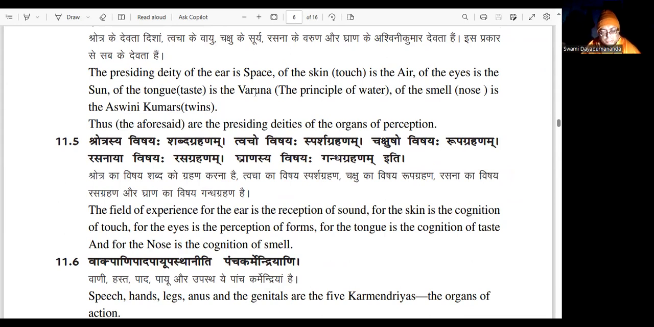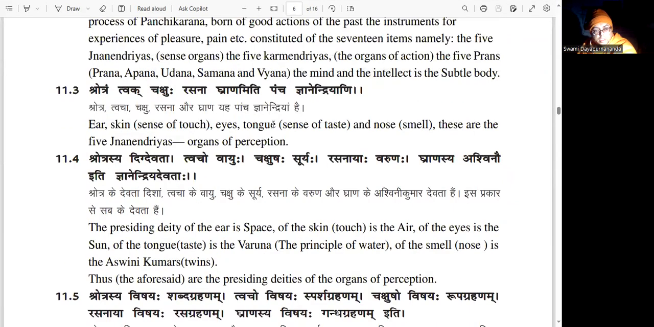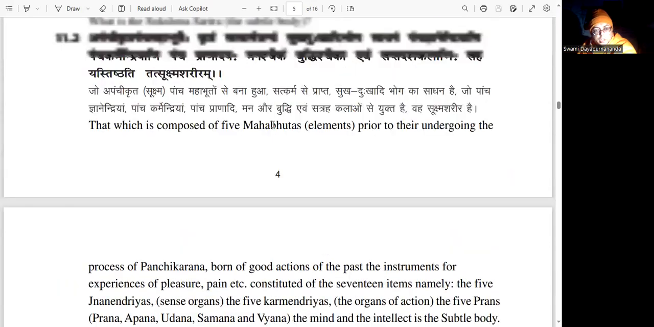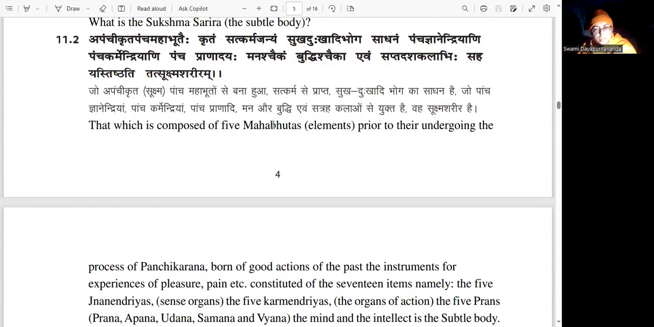So 11.6, as we can remember, for a very short recapitulation, in the Sukshma Sharira, it was said that there are Pancha Gyanendriyani, Pancha Karmendriyani, Pancha Prana, and Manah, Buddhi. These 17 elements together form the Sukshma Sharira without Panchikaran from the Pancha Mahabhuta. That's why we have done the Pancha Gyanendriya. Now we'll do the Pancha Karmendriya.